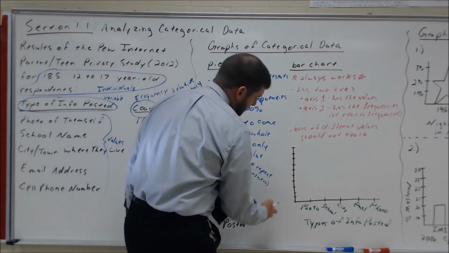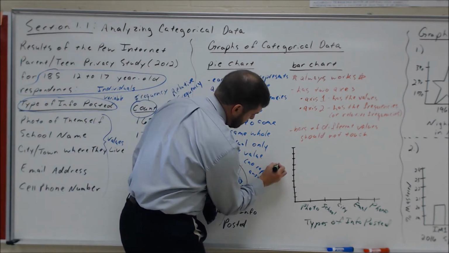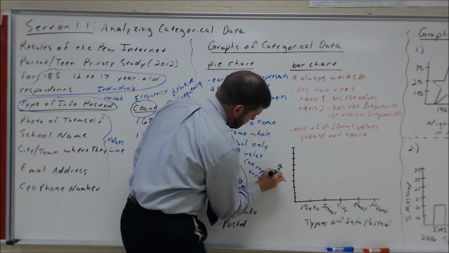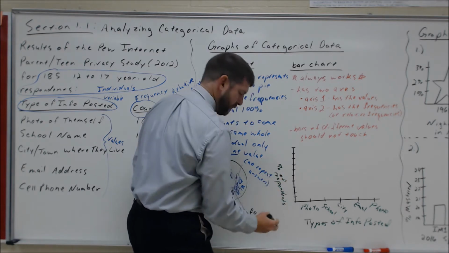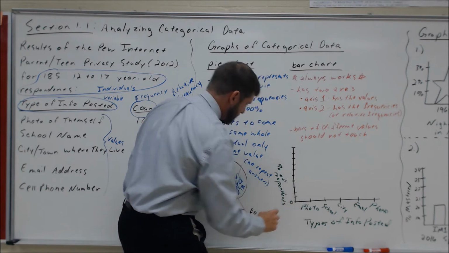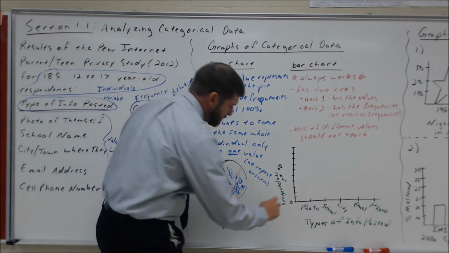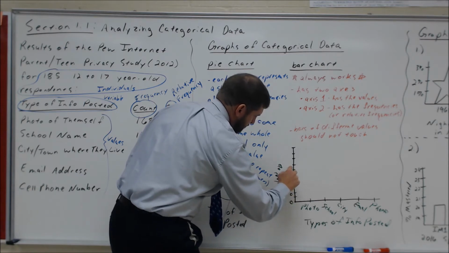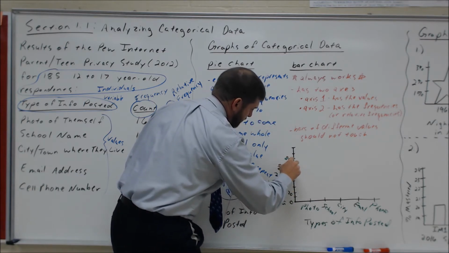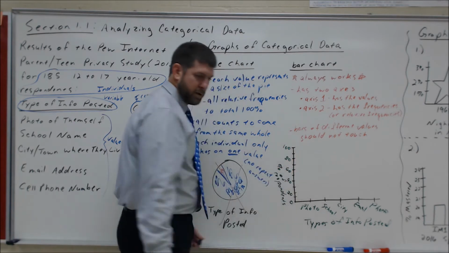So I'm just going to label this axis percent of respondents. So we're going to go from 0%, got to get all the way up to 91, so we'll just go to 100. 20%, 40%, 60%, 80%, 100%.